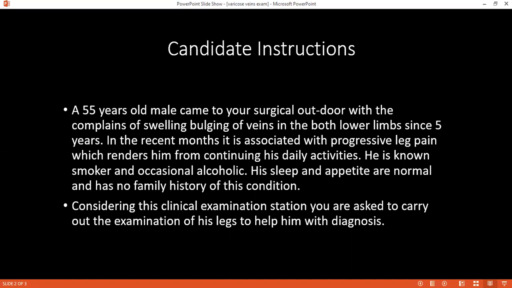And if that fails, I will go for minimally invasive mechanisms like radiofrequency ablation and sclerotherapy. And if that fails, I will go for venous stripping after checking the patency of the deep veins. Okay, good. Thank you.